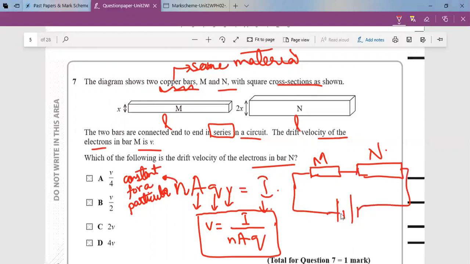Now if they are connected in series, what's the value of current across them? Is the current going to divide? No, in series it's going to be constant. Assume them to be two resistors, so of course it's constant. And they are made up of the same material, so the value of n is also constant. The charge of a single electron is also constant. In both cases, electrons are flowing.